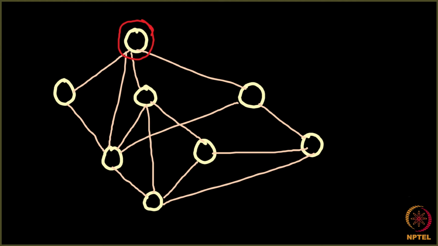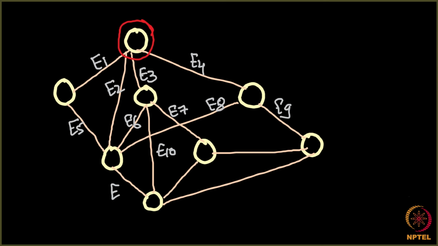Now, first of all, I'll quickly label all of these edges. So let's say this is E1, E2, E3, E4, E5, E6, E7, E8, E9, E10, E11, E12, E13. So there are 14 edges in this network.